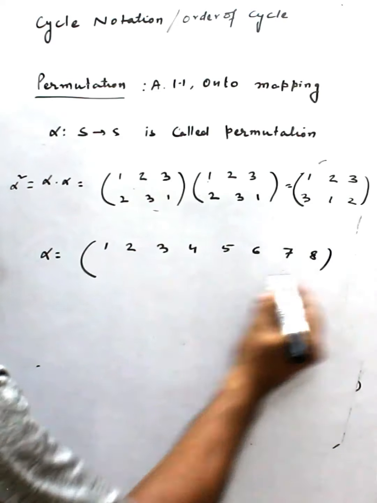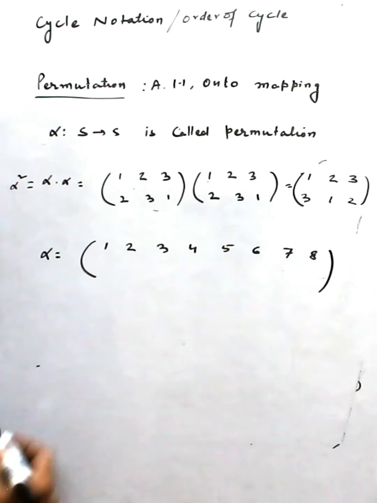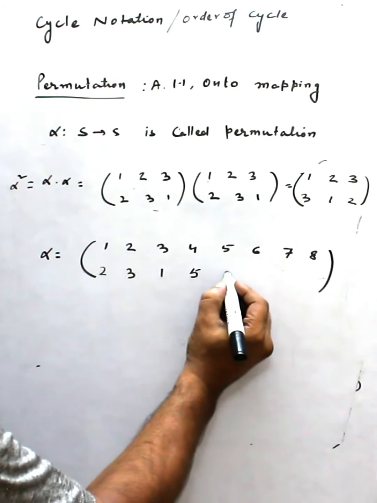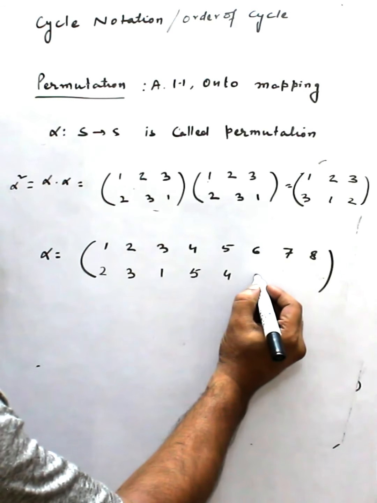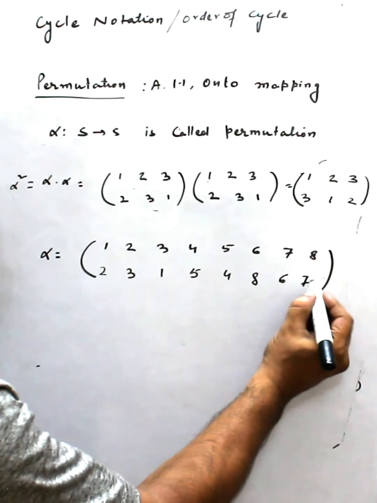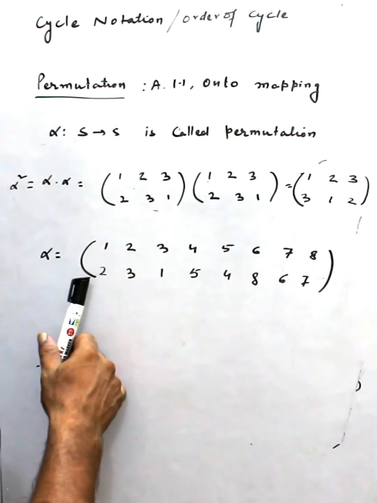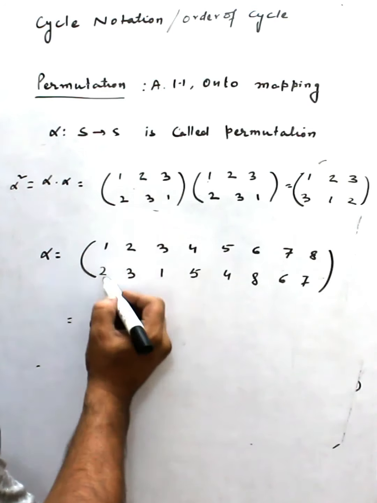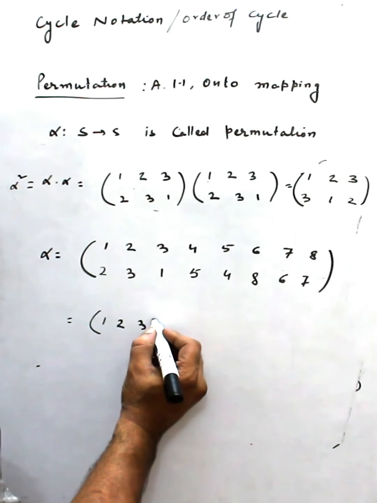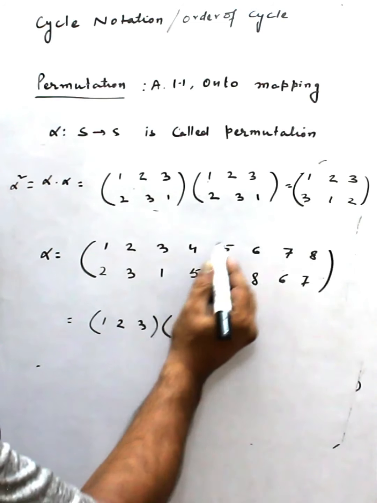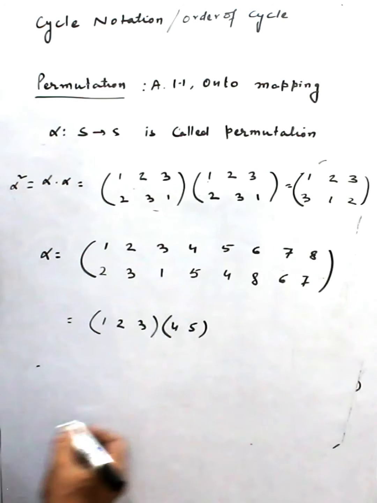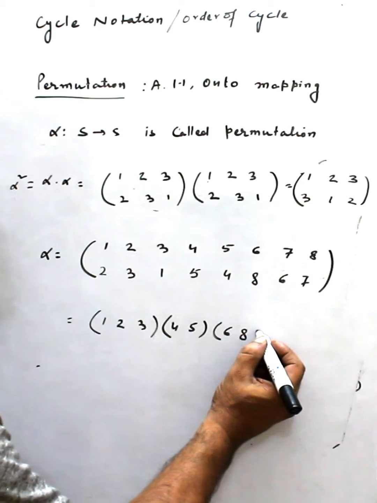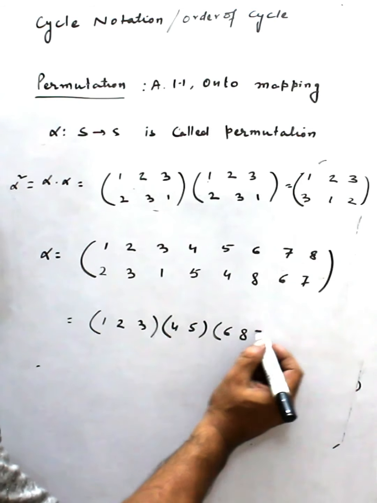Again, if I take alpha as 1, 2, 3, 4, 5, 6, 7, or suppose 8, right? So I take 2, 3, 1, 5, 4, and here I take 8, 6, 7. So in terms of cycles, this can be written (1, 2, 3). 1 goes to 2, 2 goes to 3, 3 goes to 1. So this cycle is complete. 4 goes to 5, 5 goes to 4. This is (4, 5). 6 goes to 8, and 8 goes to 7, and 7 goes to 6.